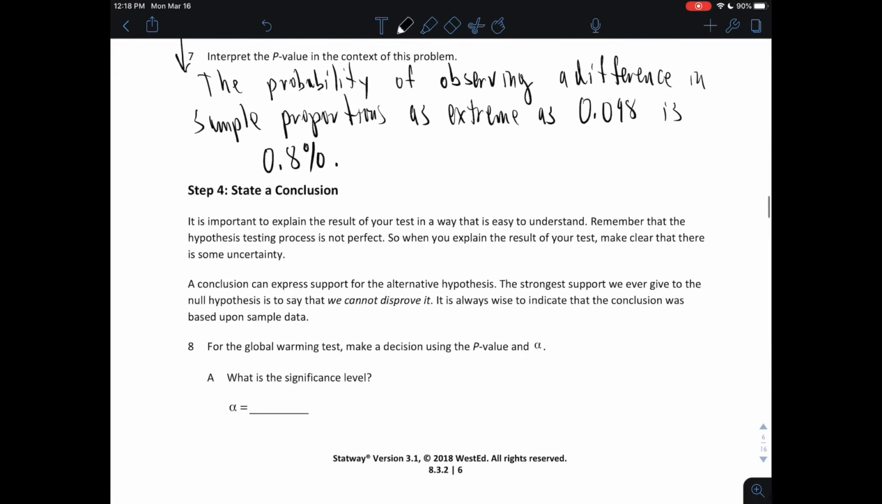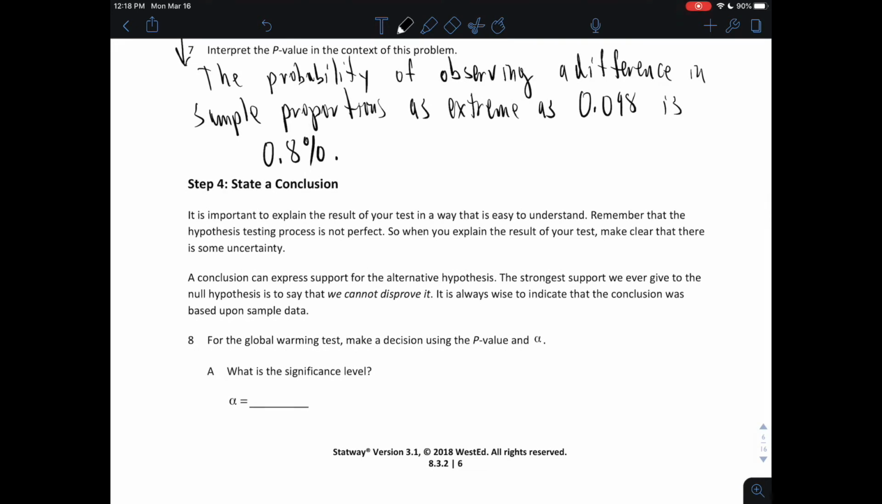Now we move on to our conclusions. It is important to explain the result of your test in a way that is easy to understand. Remember that the hypothesis testing process is not perfect, so when you explain the result of your test, make clear that there is some uncertainty.